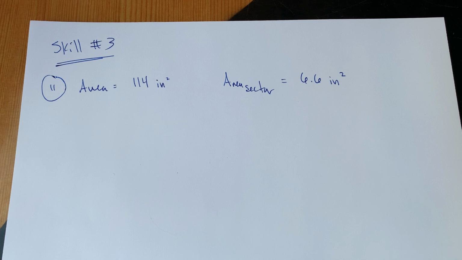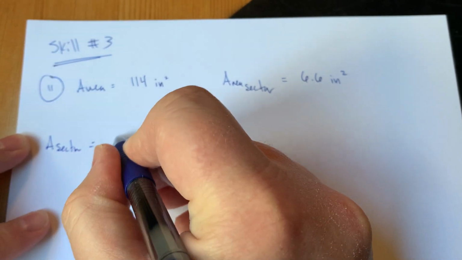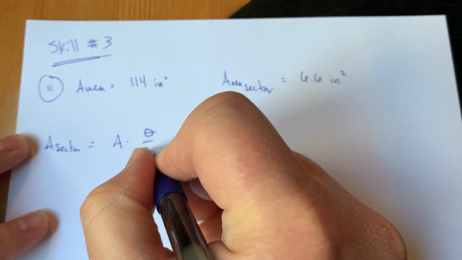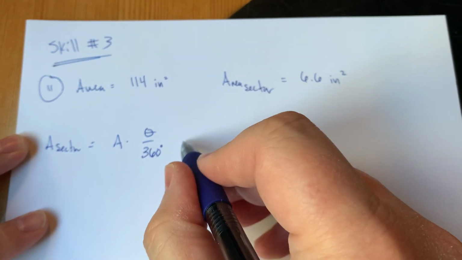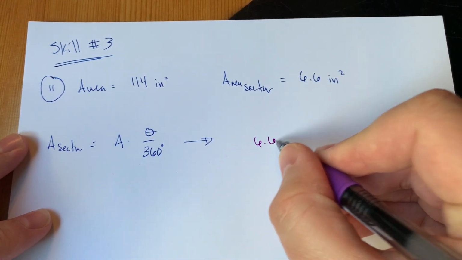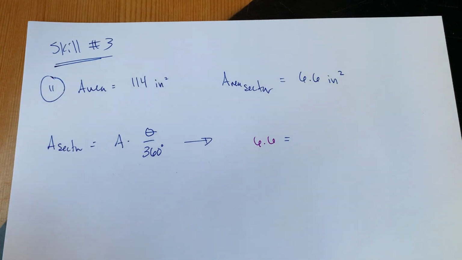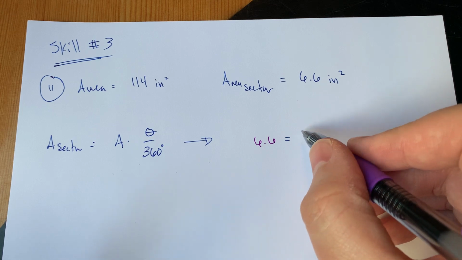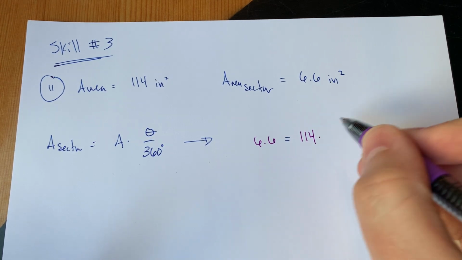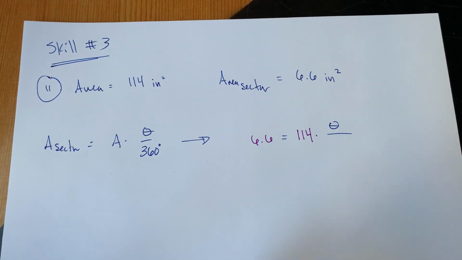So what have we got? The area is 114. The area of the sector is 6.6. So our formula that connected these two together, the sector area should be the regular area times the angle over 360. If we start to sub the numbers in that we know, my sector area is 6.6. I'm going to just leave my units off just to simplify the look of it a little bit. We of course always acknowledge there are units that exist and they are important. So angle over 360.